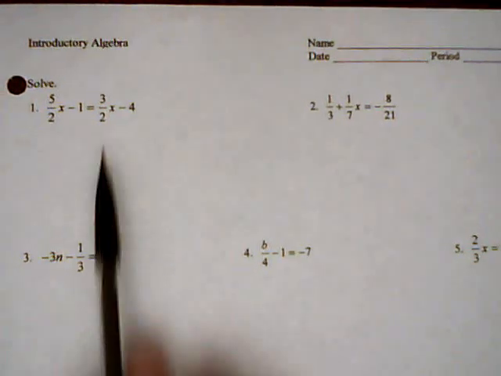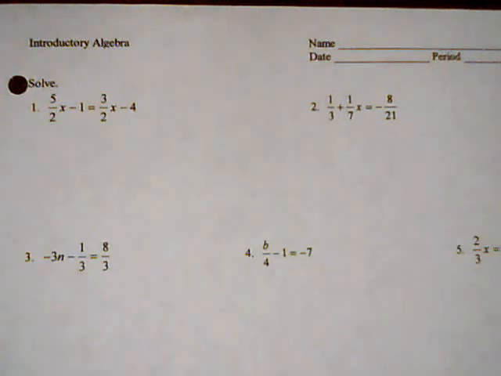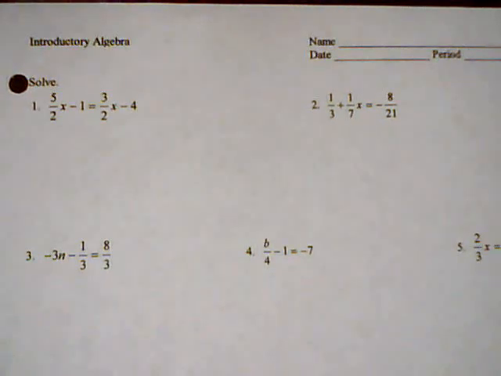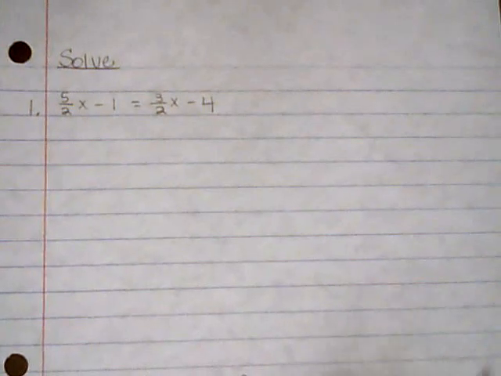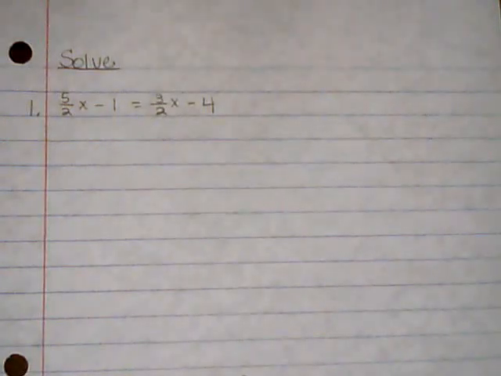It's going to actually just say introductory algebra at the top, but there are 12 problems, so if you can get that sheet out with you, those are the problems that I'm going to work out on this video. So I've just written them out on a sheet of paper, and we're going to start with number 1. It says 5/2 x minus 1 equals 3/2 x minus 4.